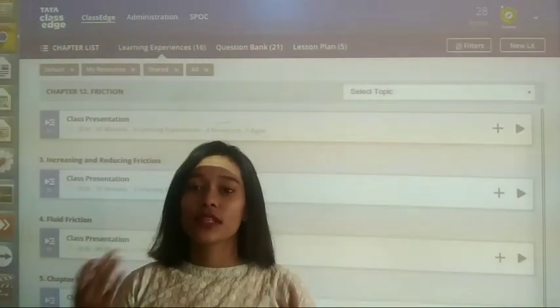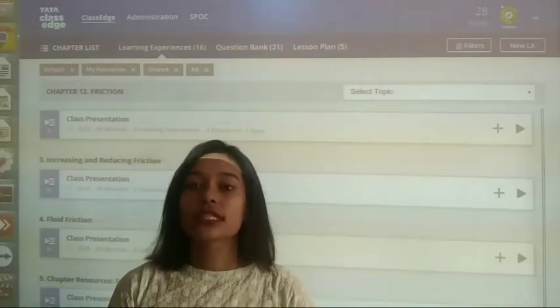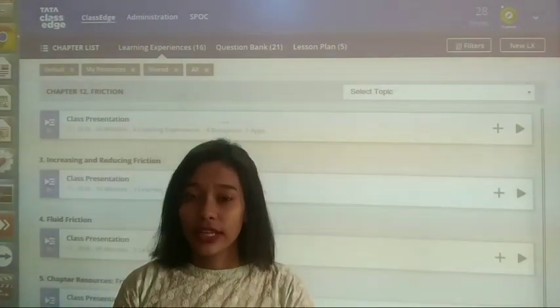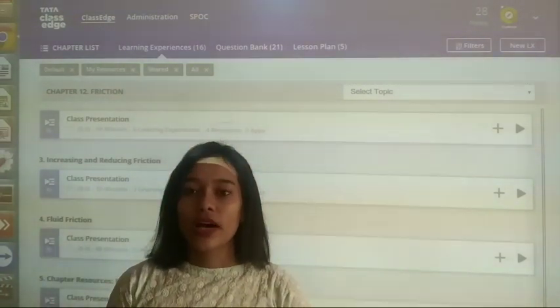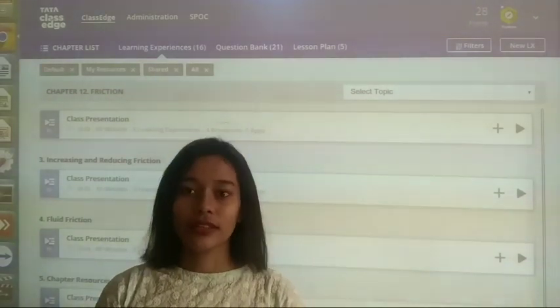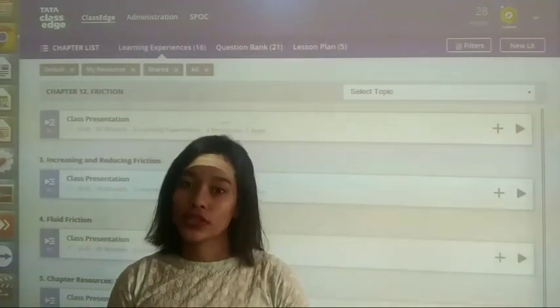Okay students, now we will discuss fluid friction. What is fluid friction? You see in science, gas and liquids come under fluid, okay? And the friction caused by this gas and liquid is called what? Fluid friction, okay? So there is a short video which will help you to understand more about fluid friction.